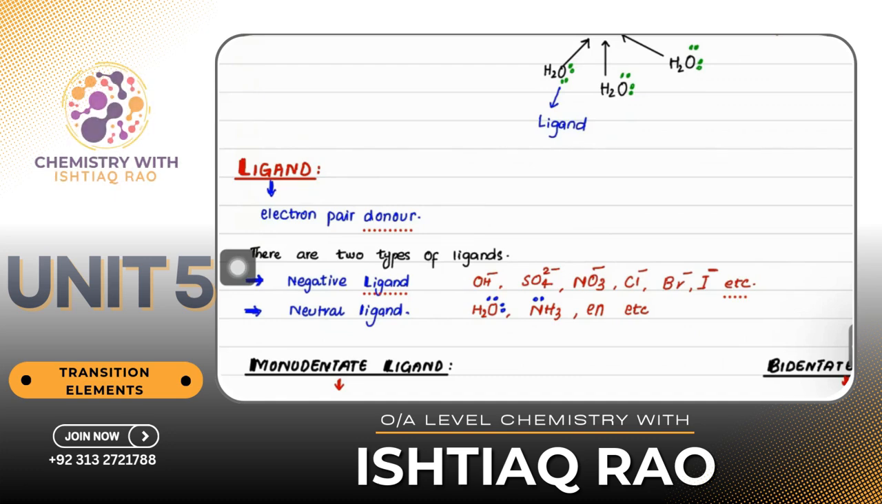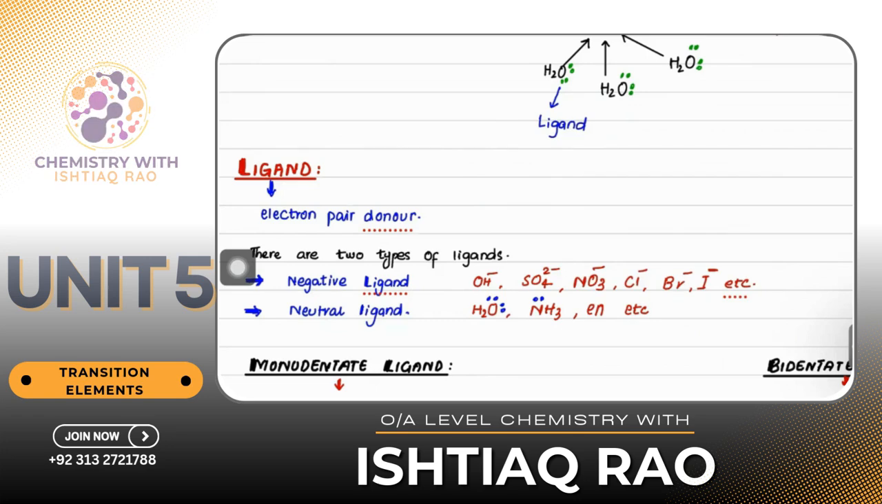Let's say we have ammonia. Yes, we know ammonia has no charge, but ammonia has a lone pair of electrons. So yes, ammonia can donate its lone pair of electrons. Ammonia can act as a ligand. Remember, ammonia can act as a ligand. This is a very important thing to know.